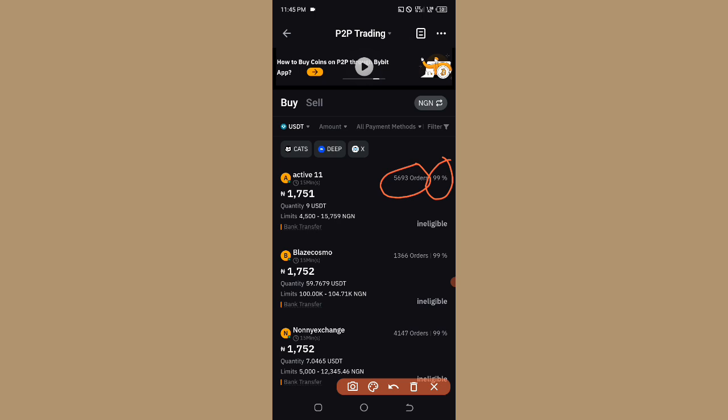So this is order rate or completion rate, right? Completion rate is how this guy has been complying in performing his order. This guy has been fast in remitting. When you send money to him, he releases the coin fast, or when he's sending, he sends the money fast and doesn't waste time, which means this guy is very fast, 99%, and he has completed about 5,000 and something orders.